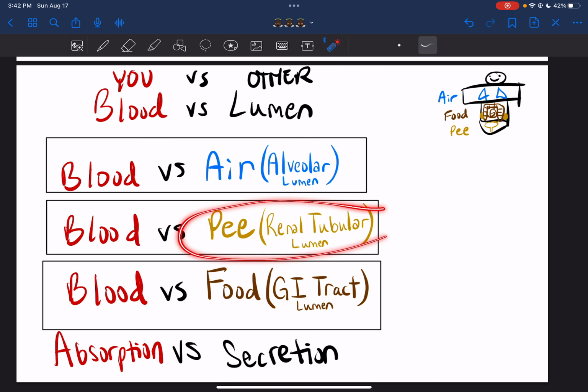With the renal tubule, it's not continuous with the outside world on both sides, but it's kind of continuous on the bottom if you think of it as the pee is going to go all the way out your bladder and your urethra to the toilet. And then with the air, it's kind of continuous with the outside world at the top because the air comes in through your mouth from above before going down to your lungs. But anyways, that's the idea. Blood versus lumen.